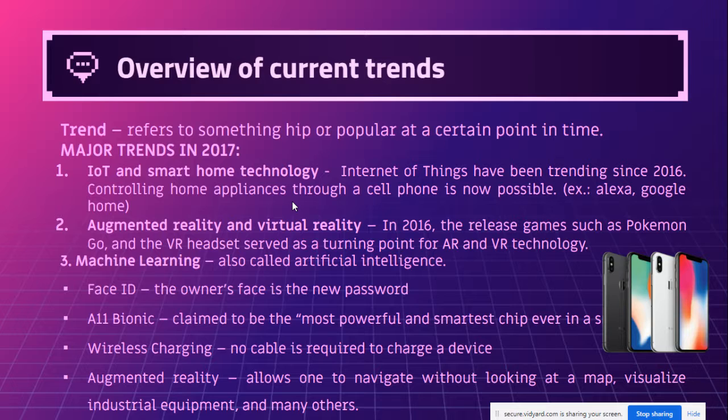So here are the major trends in 2017. IoT and smart home technology, augmented reality and virtual reality, machine learning, where we can already do Face ID, all bionic, wireless charging, and augmented reality. These are all the trends that happened in the 4 or 5 years that have already passed. There are also more innovations of cell phones, more brands are coming, more innovations are coming. So we are really evolving and advancing fast.